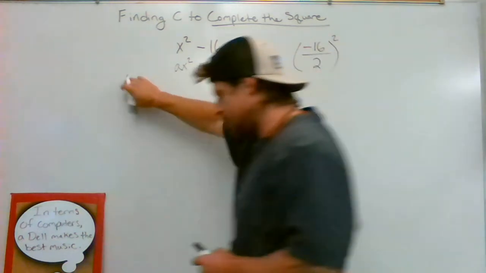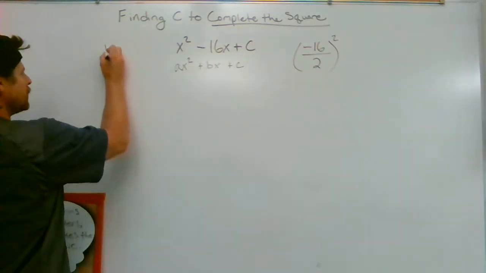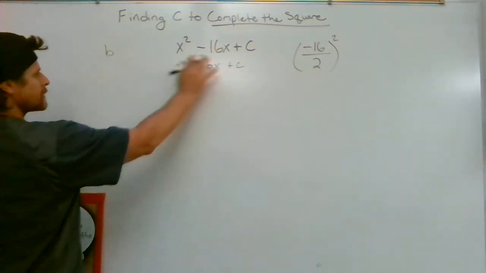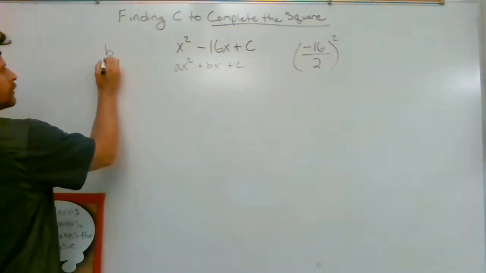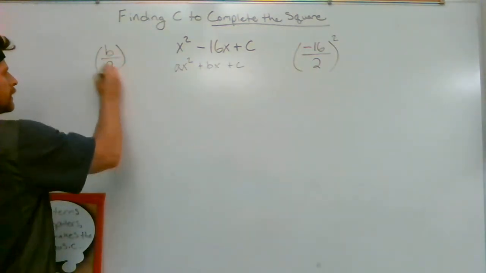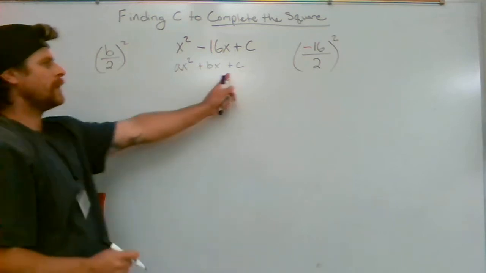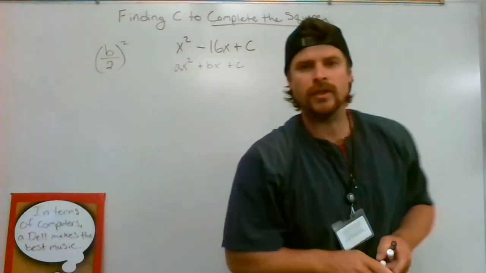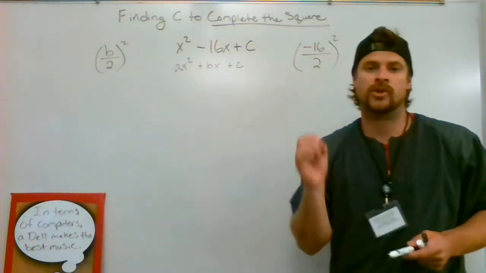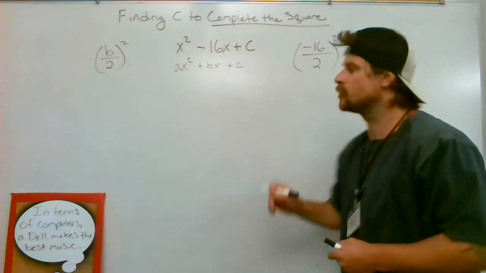So I'm going to write that over here. This is your rule. You're taking the B value, whatever it may be. In this case, it's negative 16. You're dividing that by 2 and squaring it. That will give you your C value that you need to use to make this a perfect square trinomial. All right, let's do it.